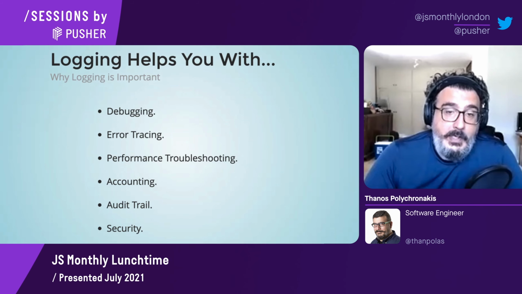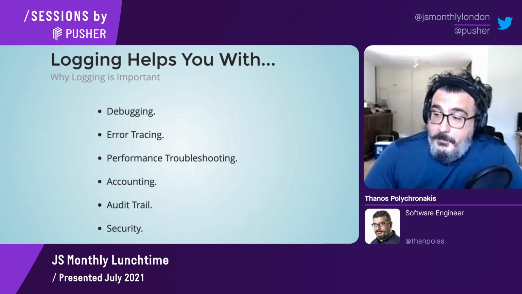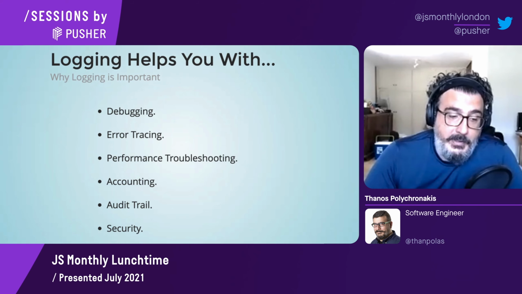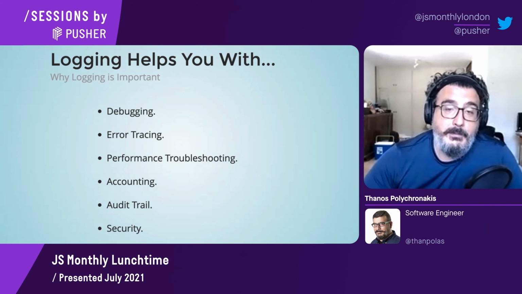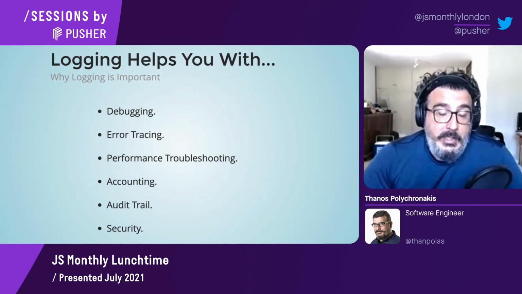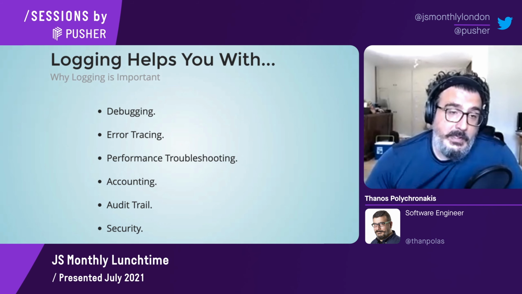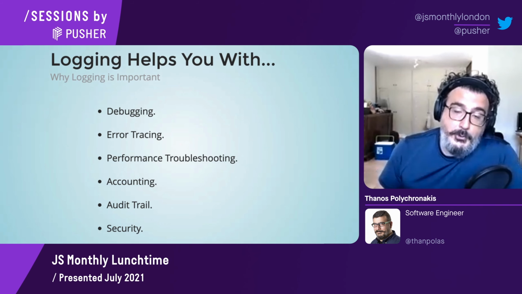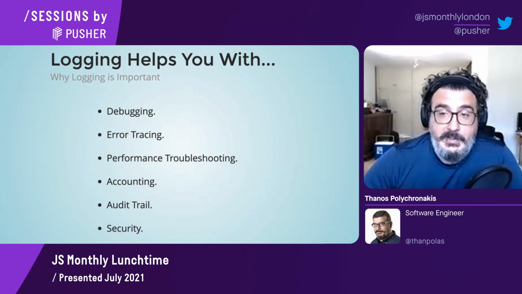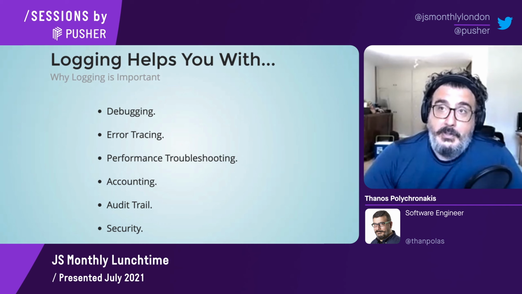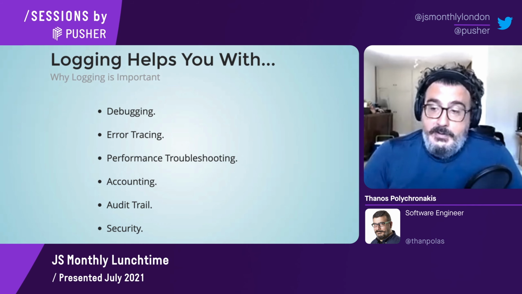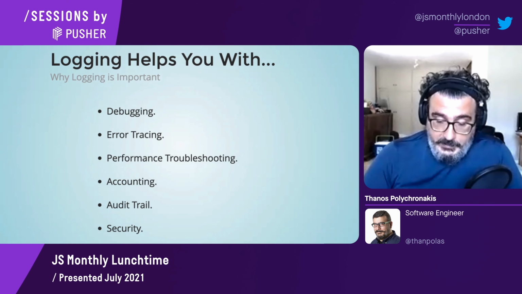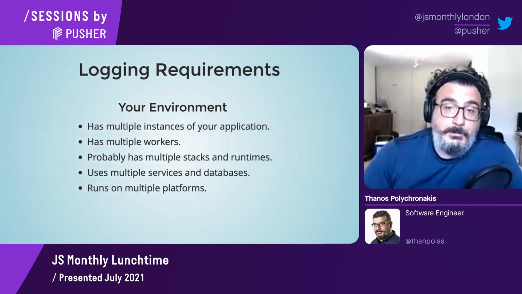Accounting is the act of monitoring everything that happens on your system, everything that changes, every change on your system. And audit trail. Audit trail is accounting when you store it on an immutable data store, and we're going to see in depth what we mean by that later down on another slide. And security.